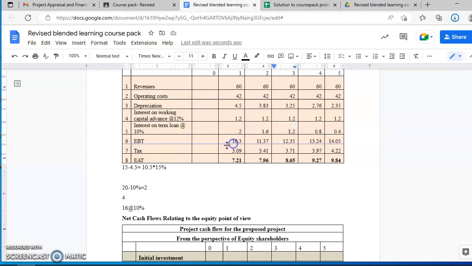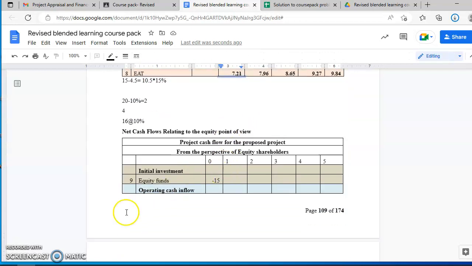So, EBT is 10.3 and 14.05. Tax is at the rate of 30%, which you get after. So tax on this will be 3.09 and it goes on till 4.22, and earnings after taxation is 7.21. Now what did we do here?